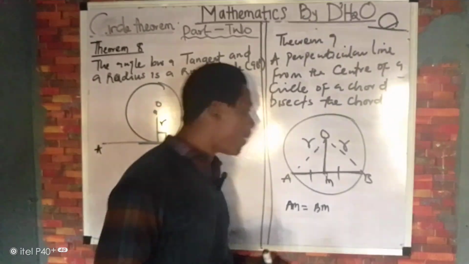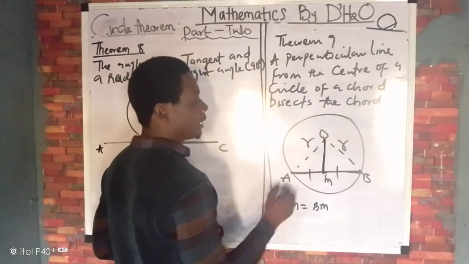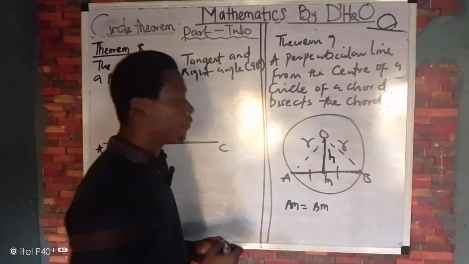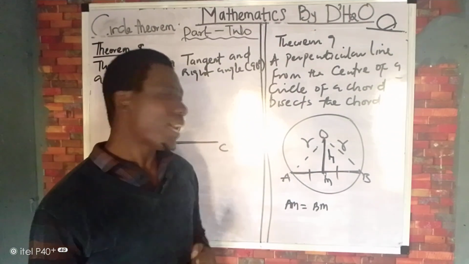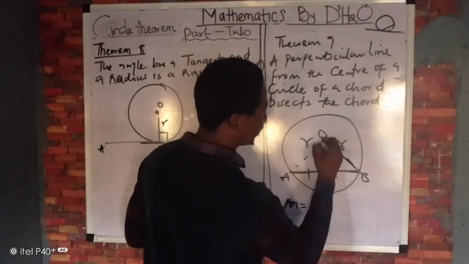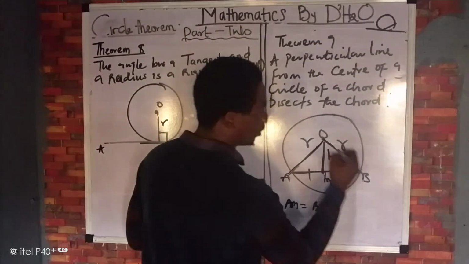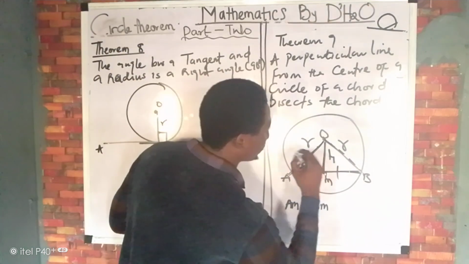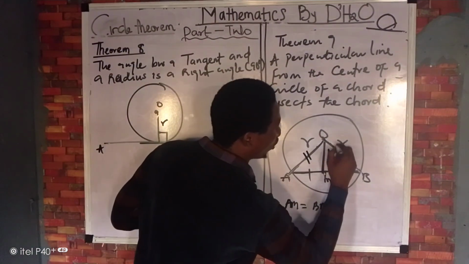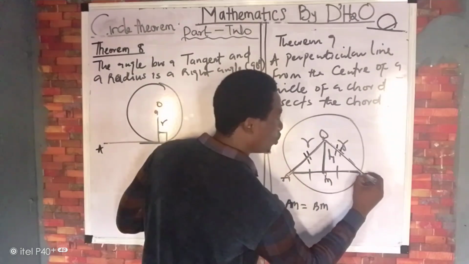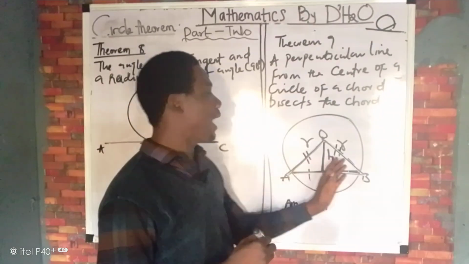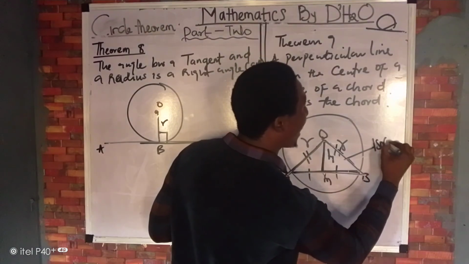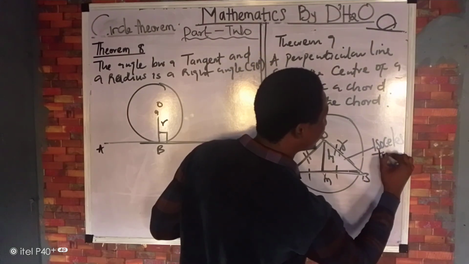That is one. Number two, if this line is a perpendicular line, we could say that this is the height of the chord from the center of the circle. Now, remember that this is a radius and this is a radius. The radii of a circle are equal, so this length equals this length. So we have a triangle where two of the sides are equal to each other. This type of triangle is called an isosceles triangle.